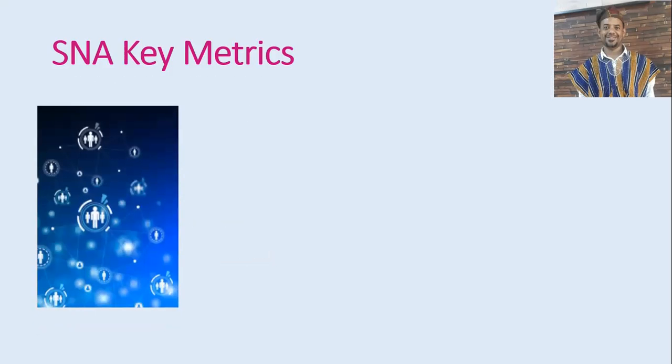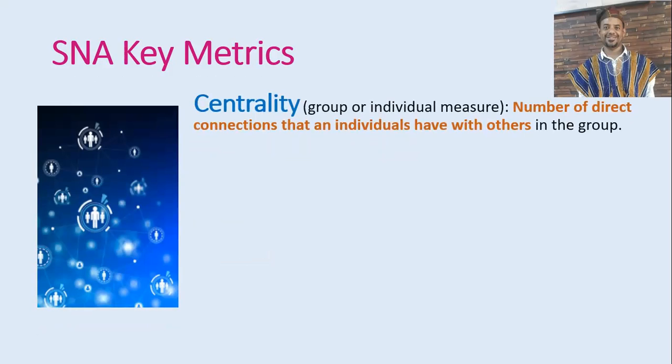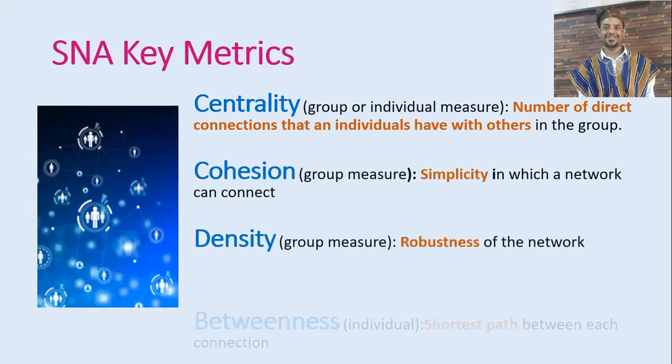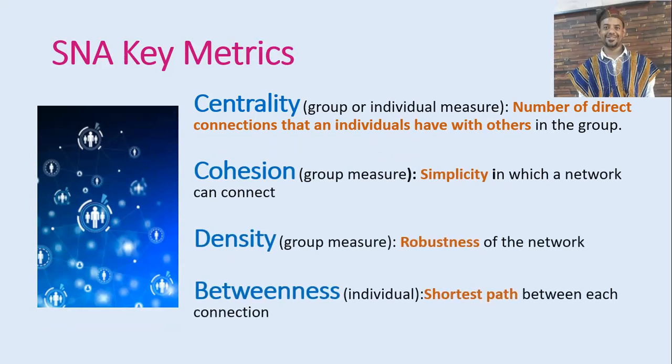So these are the main components of social network metrics. It has centrality, cohesion, density, and betweenness. Centrality works for group or individual measures, and this is the number of direct connections that an individual has with others. For example, you can take a top religious person and see how this influencer has a direct connection with members of the community. The second one is cohesion.